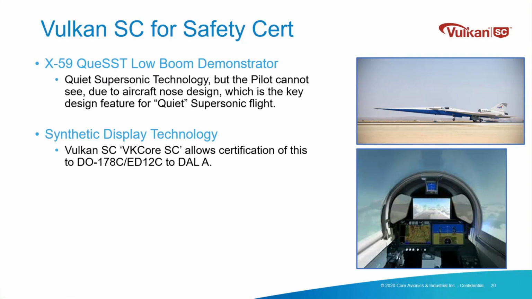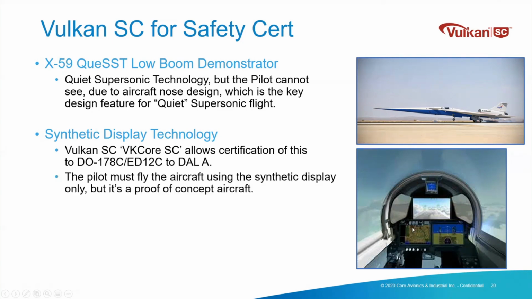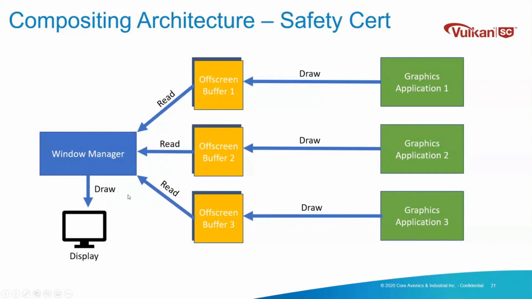That means there's a cockpit display. The pilot can't see outside the cockpit, but there are cameras being used to provide the virtual display. So that means the pilot is flying with a graphics display, so he has no direct visual sight. This is certifiable up to DAL-A. We mentioned EASA as well, ED-12C. This is FAA DO-178.